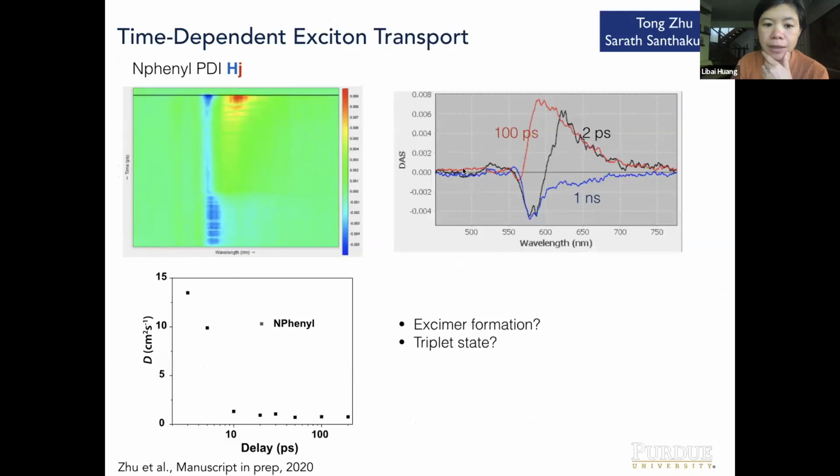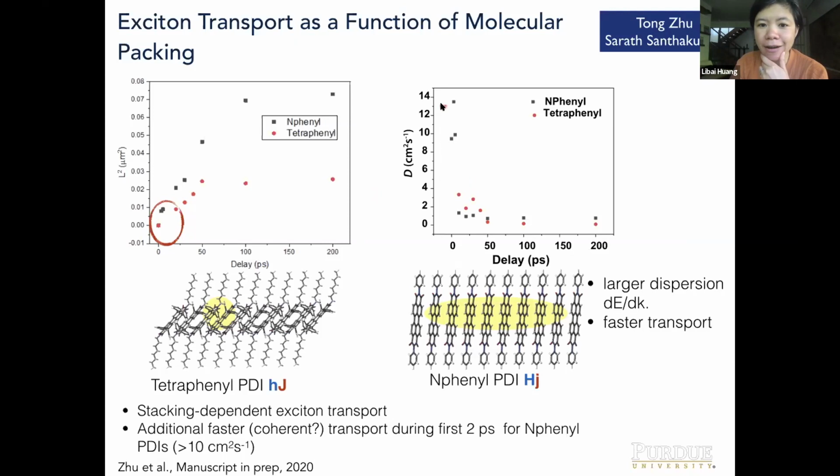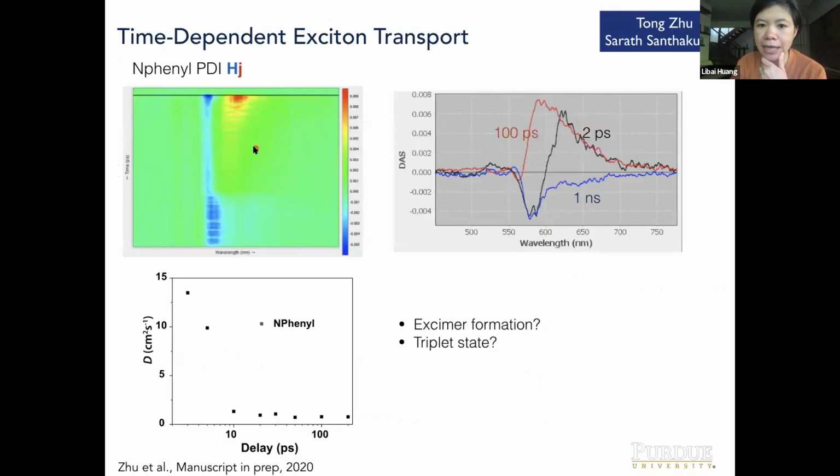And the part that I don't have time to talk about is that you will see that in both aggregates, at longer time, it becomes quite slow. It slows down by around tens of picoseconds. And so we are thinking that this has something to do with, in this group of molecules, excimer formation and so on being quite prevalent, so that you have exciton trapping by those types of states.